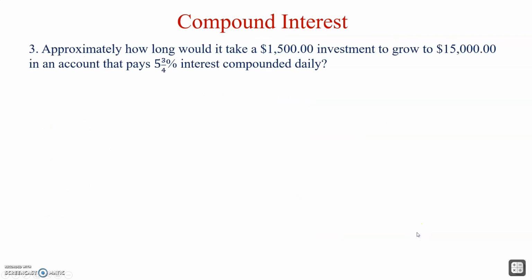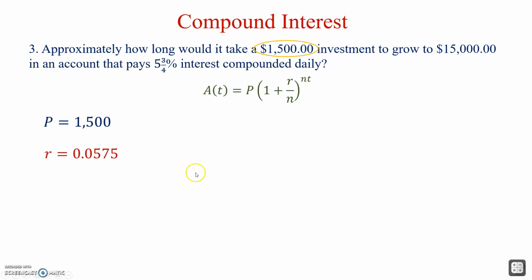Couple more. Number 3. Approximately how long would it take a $1,500 investment to grow to $15,000 in an account that pays 5.75% interest compounded daily? So again, compound interest formula. Here P is 1,500. The R is 0.0575. Again, was just typed into the calculator. The N, number of times, 365 because it's daily.